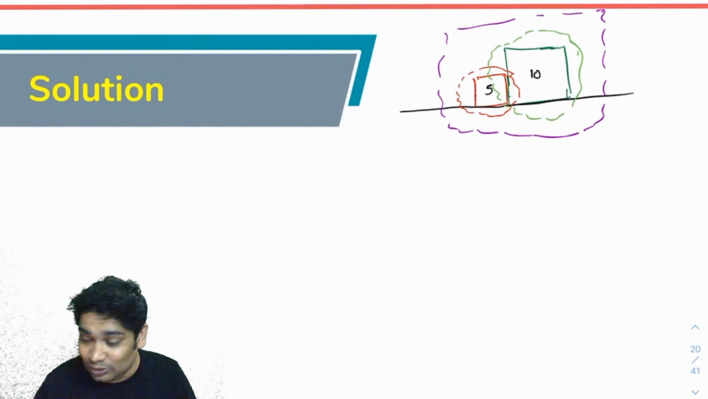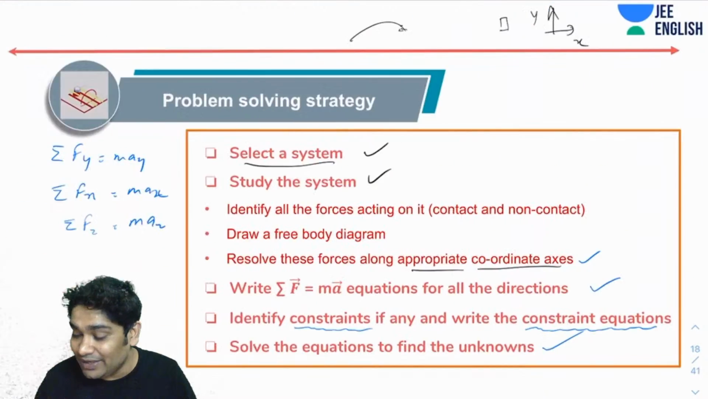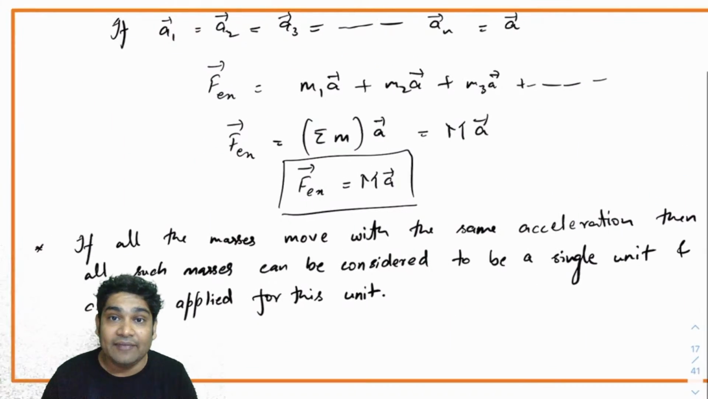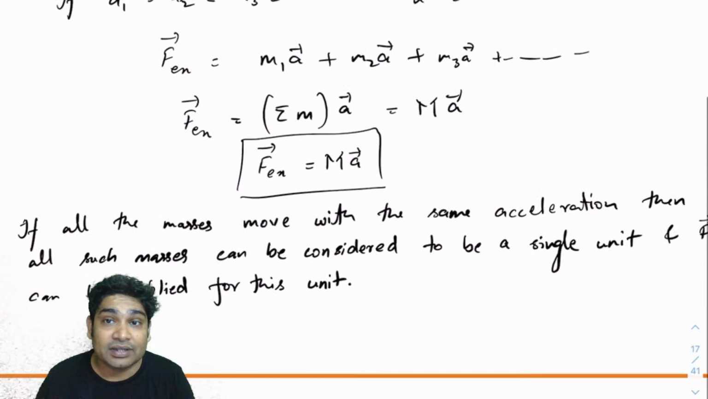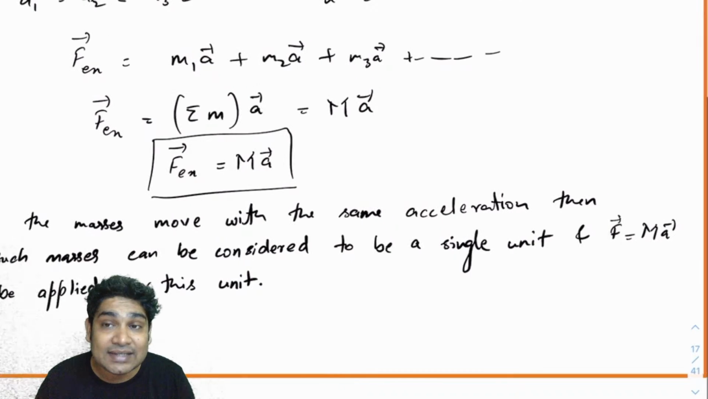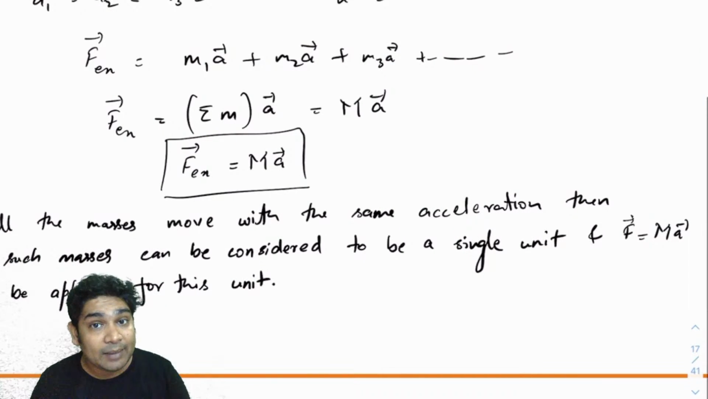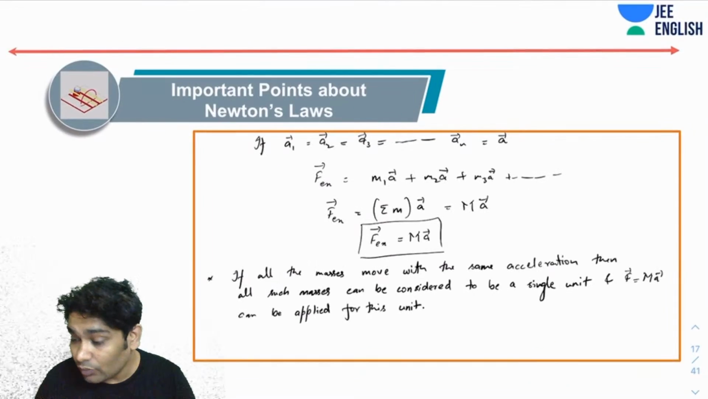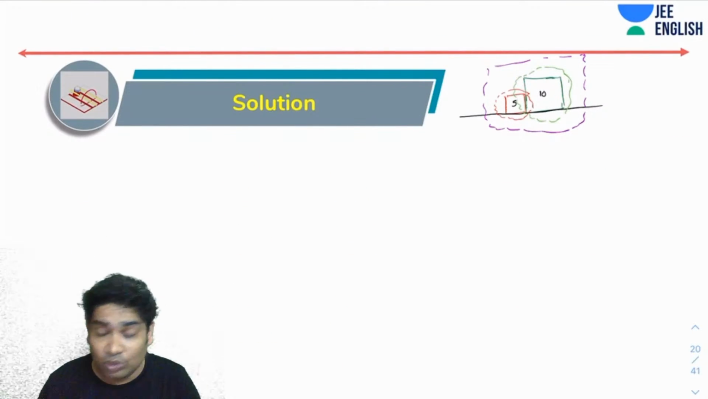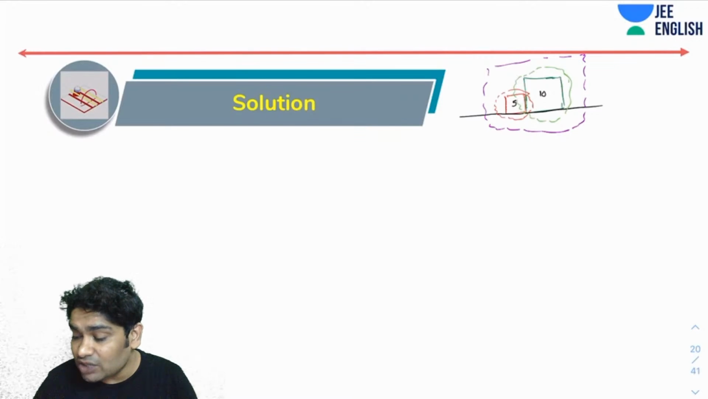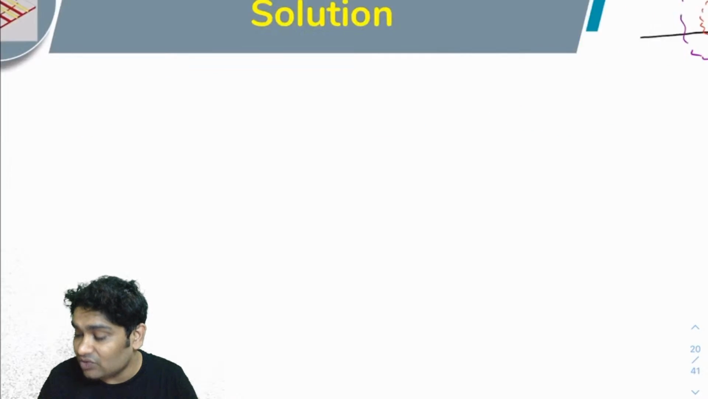Again, by the same logic, please remember this. That is why I laid emphasis on this. All the masses that move with the same acceleration can be considered to be a single unit, and F equals ma can be applied for this entire unit. All right, so let's try and solve this with two different methods. In method number one, I will take the 5 kg and 10 kg masses separately.